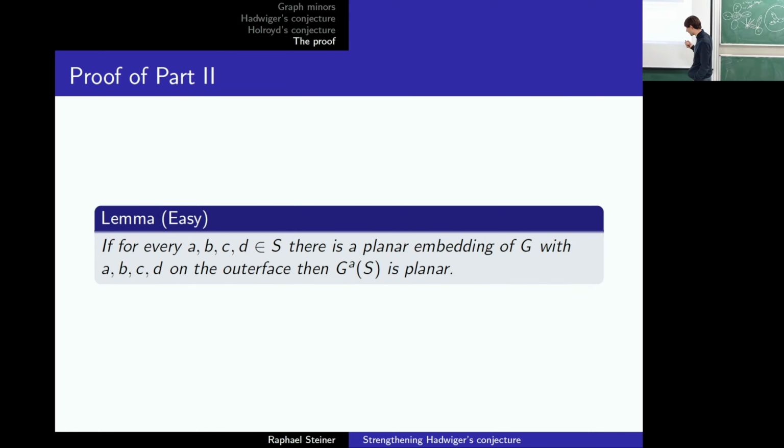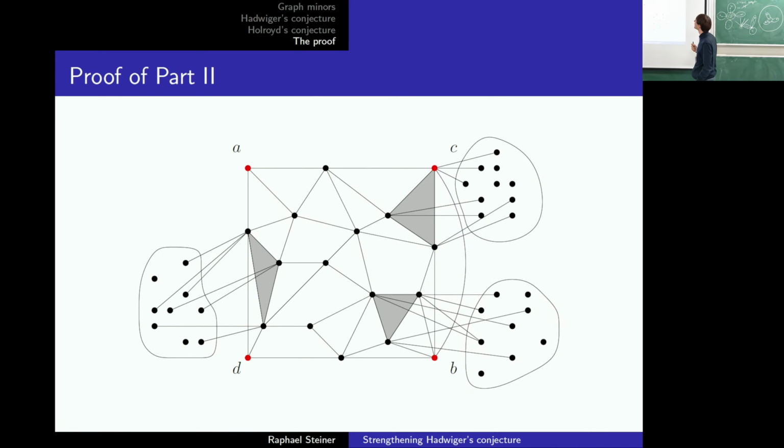So the goal will be now we are given any subset A, B, C, D of 4 vertices in S, and we want to find the planar embedding of the graph G, where those 4 are in some permutation on the outer face. That's what we will prove now. Okay, and what we do is we just say, okay, this is a subset of S, so we will not have an ABCD rooted K4 minor. Right? Otherwise we're immediately done.